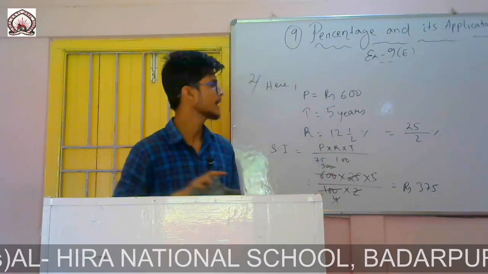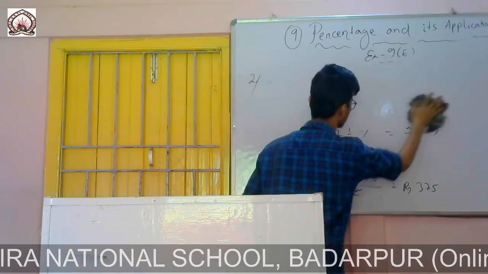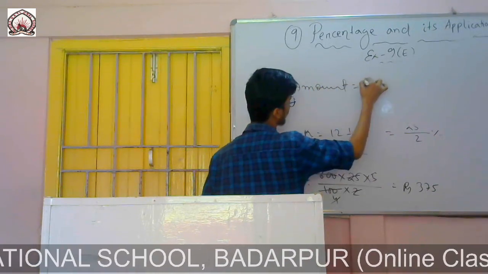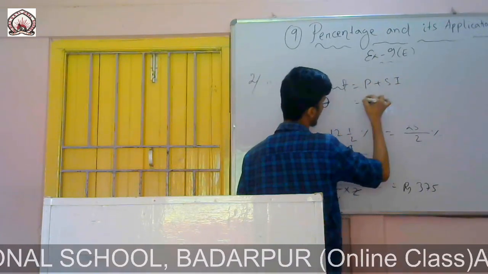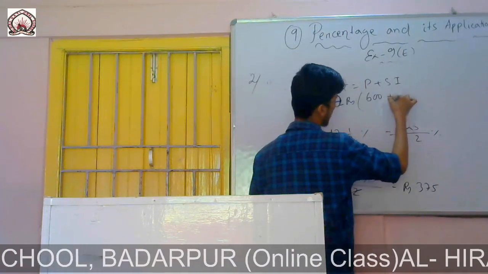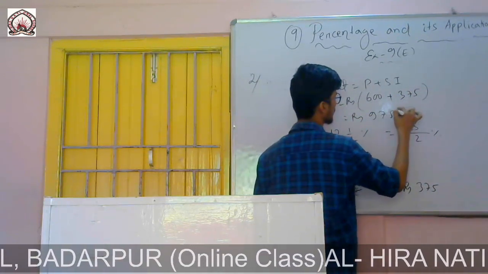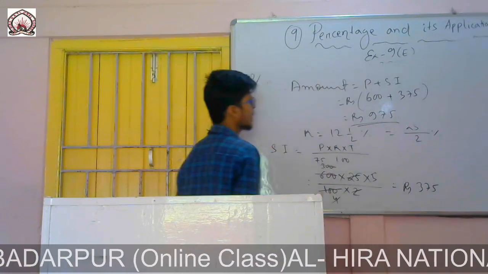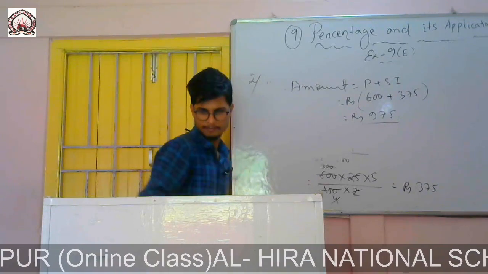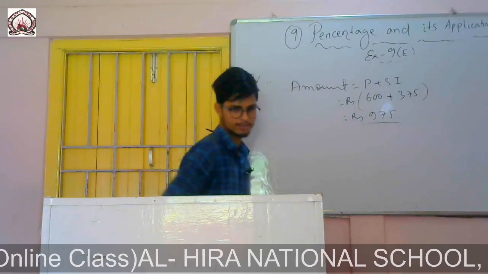So now you know how to find the amount. Amount will be principal plus SI. Principal is 600 plus SI is 375. So it will be 975. So the answer is 975.